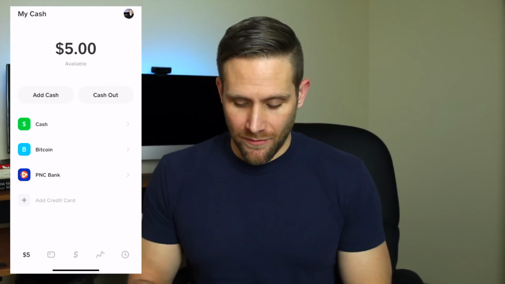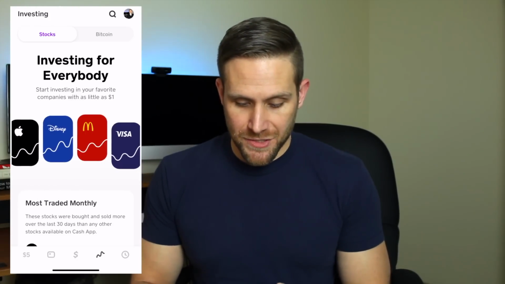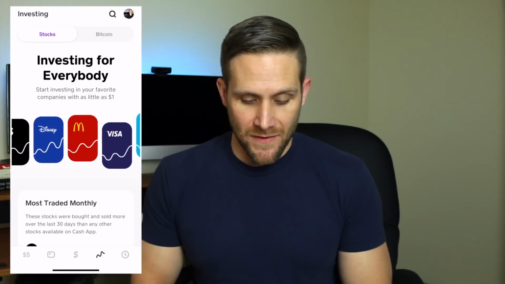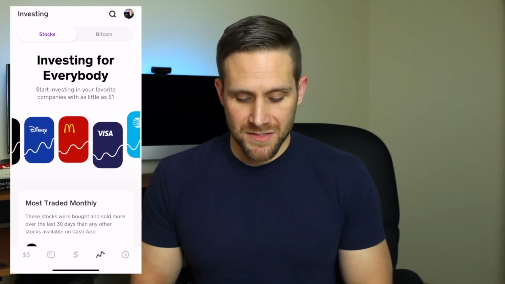So to invest, you go to the little squiggly line section down there. And this is actually where you can invest in Bitcoin as well. There's the Bitcoin right there. I personally do not invest in Bitcoin.